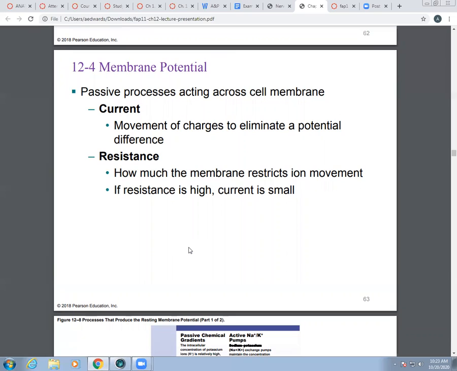There are processes that happen across the cell membrane that do not require energy. They're passive. So the current is basically charge moving, trying to get rid of a difference in potential across the membrane. That's current in the context of a neuron. It's the flow of charge.